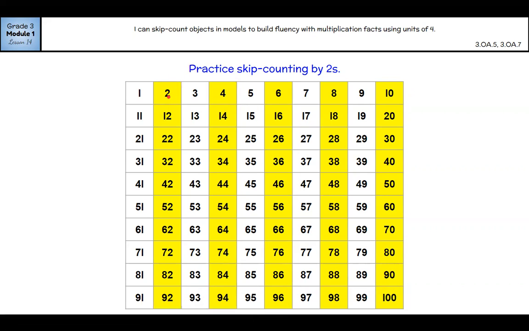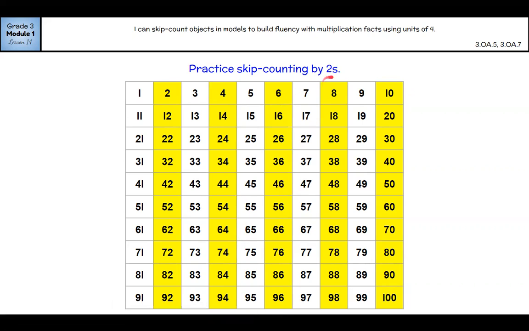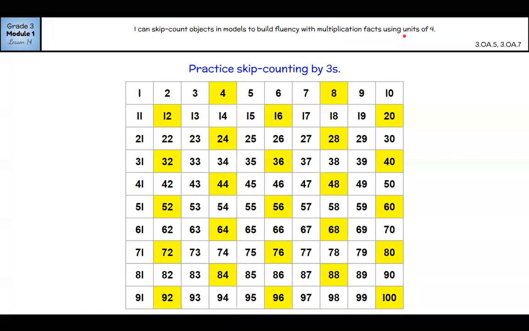And you'll notice that in the ones place, this whole column has 2s. In the ones place, this whole column has 4s. In the ones place, this whole column has 6s, and those are all even numbers. You can go right across there and see that. Also, you should be skip counting by 3s, and you can use our other skip counting for that.